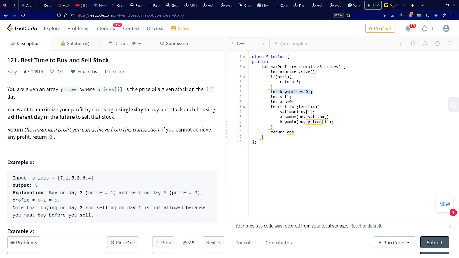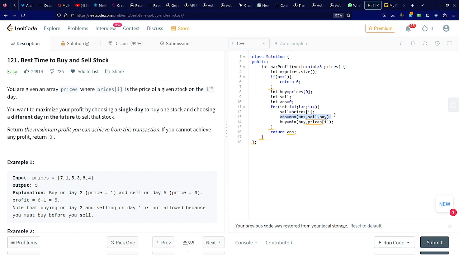So we are initializing the first element to be the buy variable. That means we are assuming that we are buying at this particular index, the first index. After initializing the buy variable, while traversing through the array, we will set the sell variable to the current element. That means if we sell at this current element, what is the profit, and we will then maximize the answer.